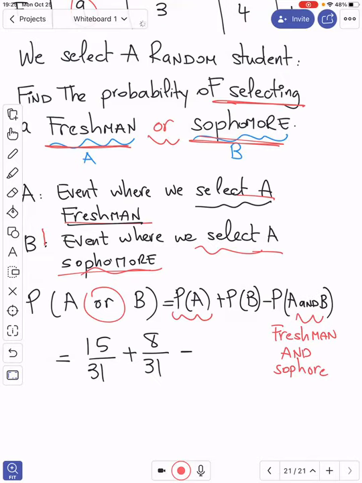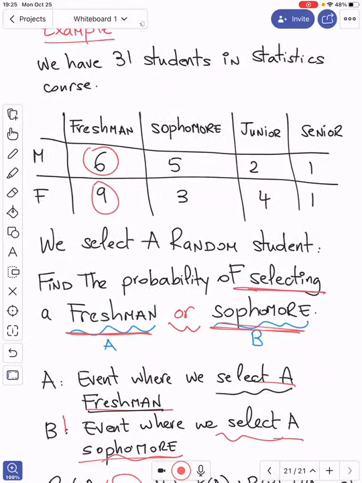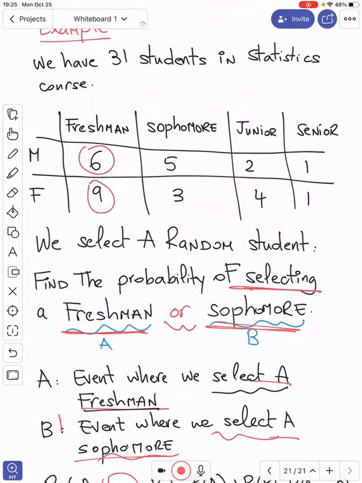Sorry, I forgot. 23? Or 31. Again, it's how many students are freshmen and sophomore. You said 23? Yeah, we both said 23. Why did you say 23? Let me just understand your answer. That's like the sum of what? The total number, yeah, because you say A and B. So that's the size of the sample, right?